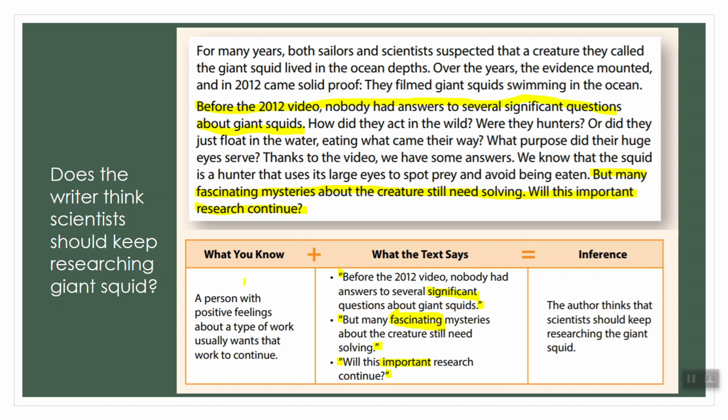So when I take what I know, that if someone's sharing positive feelings about a type of work, they would want it to continue, and my clues in the text show me this person is positive about giant squid. He uses words such as fascinating, important, significant to describe this work. Then I can infer that the author thinks that scientists should keep researching the giant squid. Notice, even though it didn't say this directly in the text, we could infer this based on what we knew plus what we read. That's being a good reading detective.